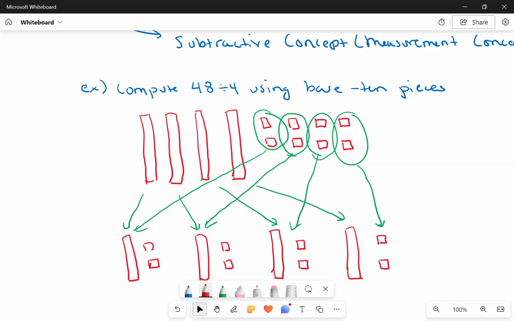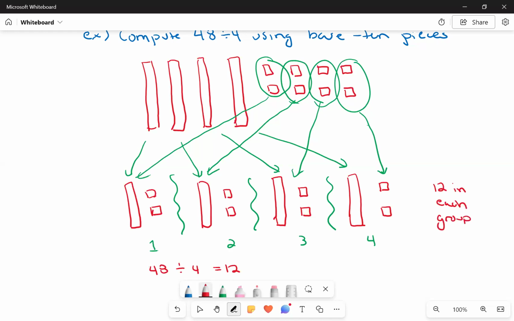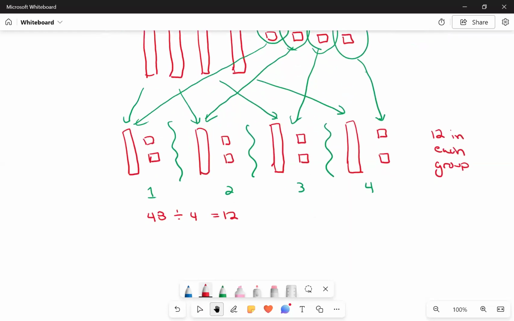So then we're saying, all right, how much does each group actually have? Oops, sorry, let me do that in green. So group 1, 2, 3, and 4. Each group has actually 12, since I have 1 ten and 2 ones in each group. So 48 divided by 4 equals 12. And that's because there's 12 in each group. All right. So this is the sharing concept, as I said.